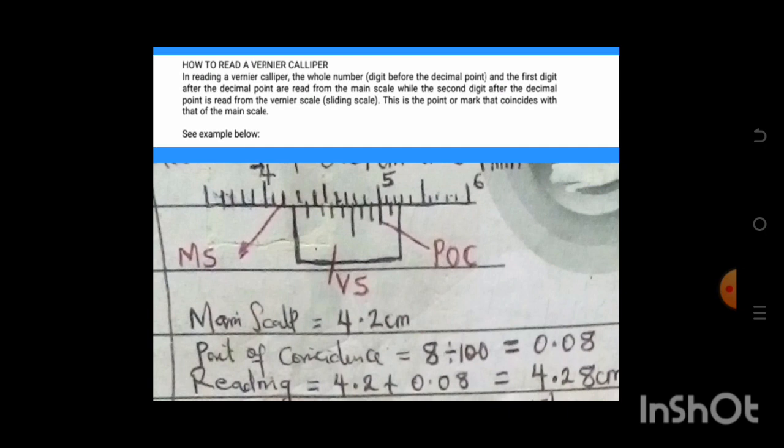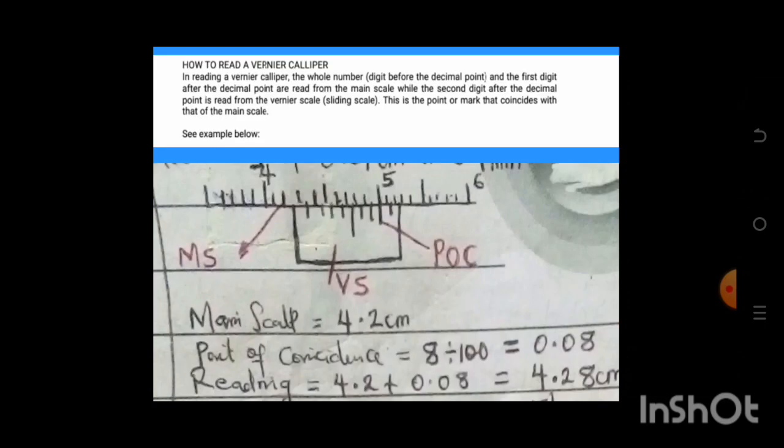If you count the lines inside the vernier scale, you see that the number 8 is the one that coincides with the main scale. We call it the point of coincidence. That's why I read it as 8. Therefore, from this diagram, the main scale is 4.2, while the point of coincidence is 8 divided by 100, which is 0.08. Then the reading will now be 4.2 plus 0.08, which equals 4.28 centimeter on this vernier caliper.